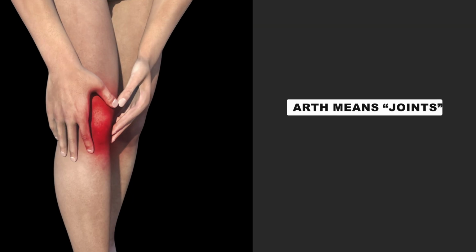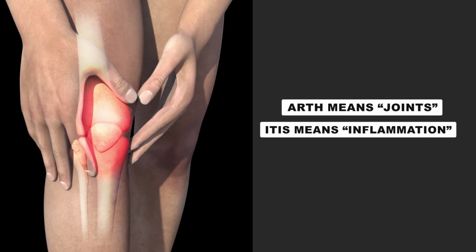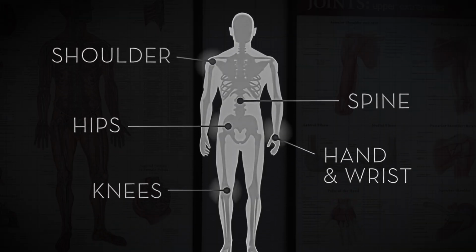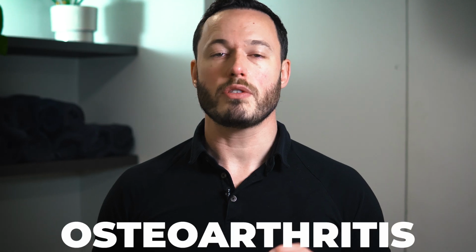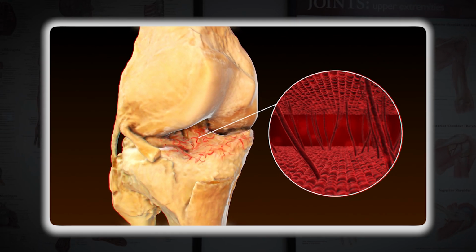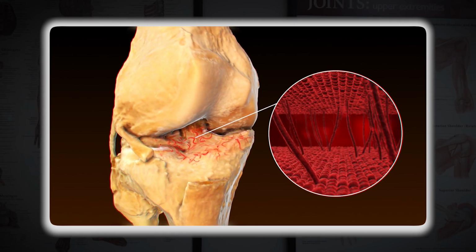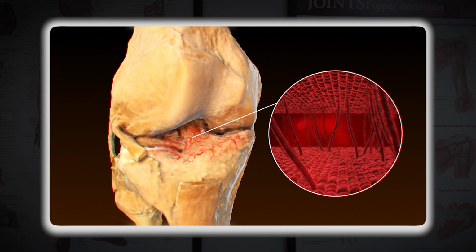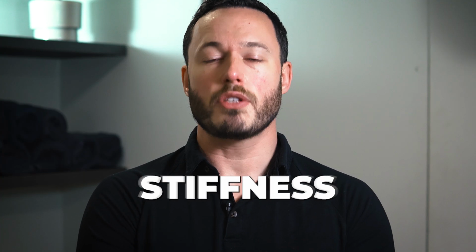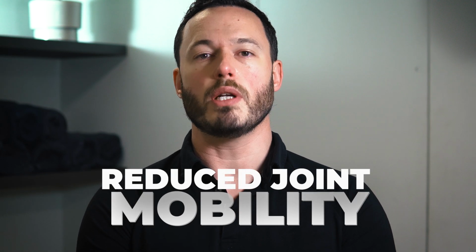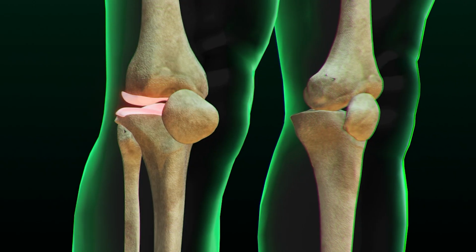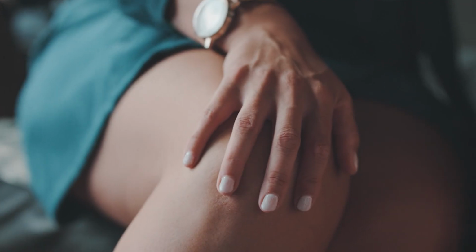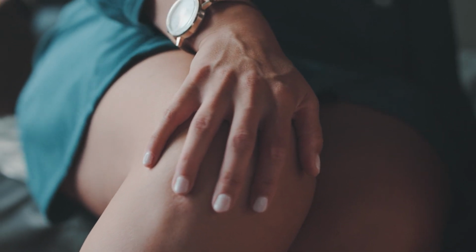Arthritis literally means a joint inflammation. The term arth refers to joints and itis means inflammation. There are many types of arthritis, but today we're focusing on osteoarthritis. Osteoarthritis is a degenerative joint disease characterized by the breakdown of cartilage, which is the protective tissue at the ends of bones in the joints. This breakdown leads to pain, swelling, stiffness, and reduced joint mobility. Over time, the condition can cause bones to rub against each other, leading to further damage and discomfort.